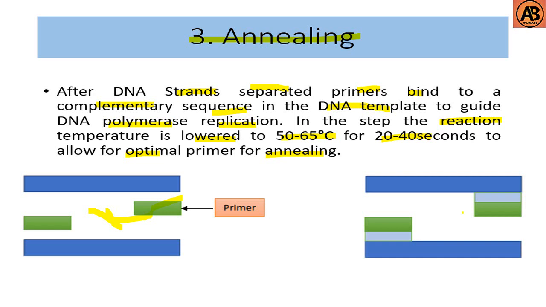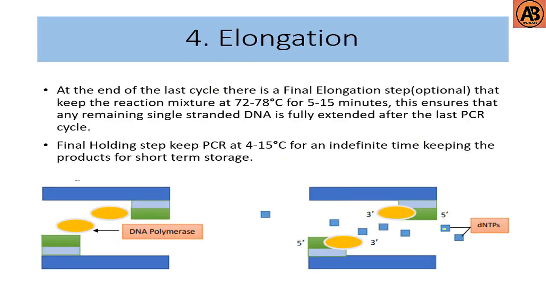Then primer attached to the template. Then last step is elongation. At the end of the last cycle, there is a final elongation step that keeps the reaction mixture at 72 to 78 degrees centigrade for 5 to 15 minutes. This ensures that any remaining single-stranded DNA is fully extended after the last PCR cycle.